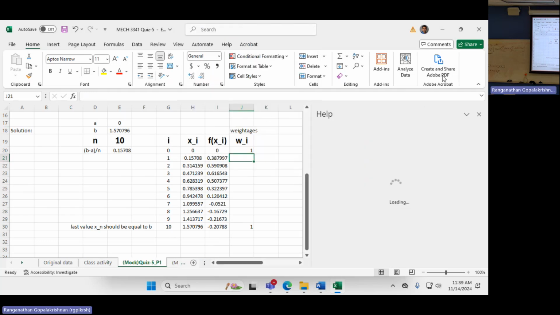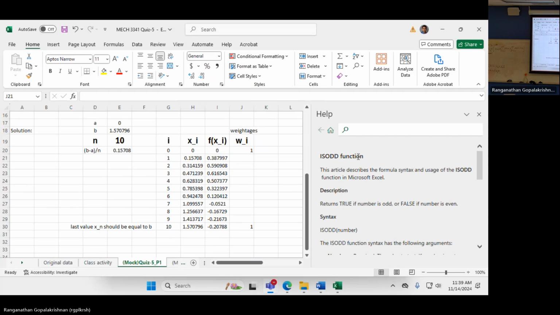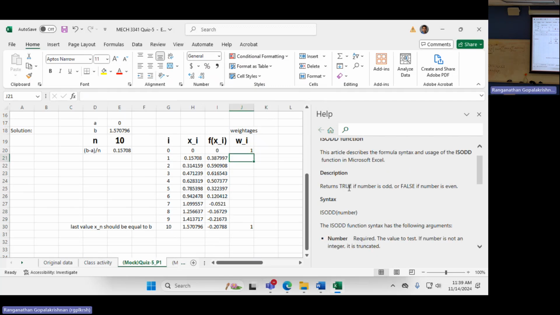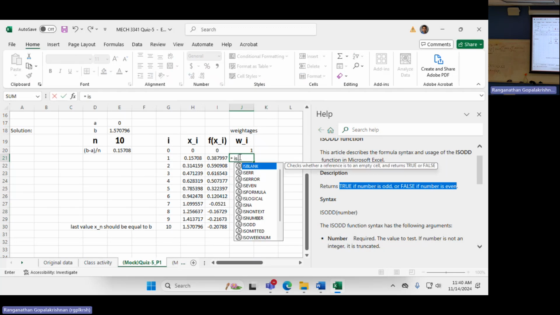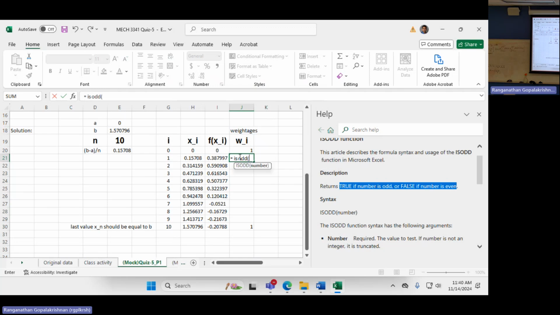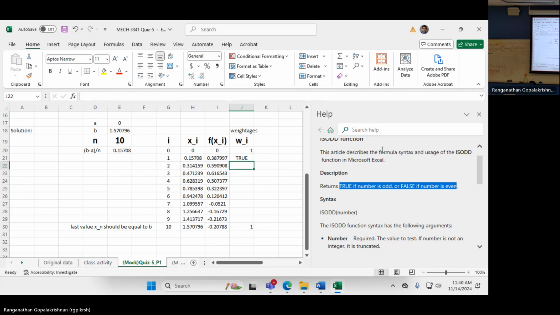There's a function called ISODD. It returns true if the number is odd and returns false if the number is even. Perfect. This is what we need, don't we? We need a function that returns true if this number 1 is odd, or false if it is even. So in the second column, the weightage is equal to ISODD, that's the name of the function, and we write 1. So it's going to say true.